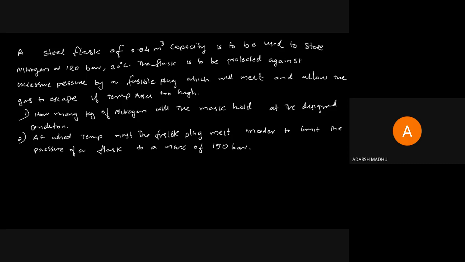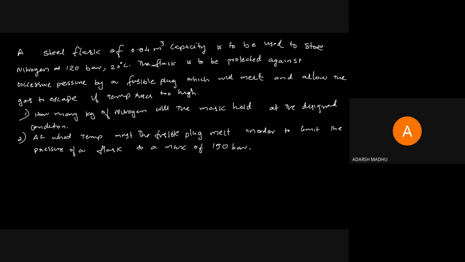Okay, a steel flask is there of volume 0.04 meter cube. It is a constant volume. Volume doesn't change because it is the volume of the steel flask. This is used to store nitrogen at 120 bar and 20 degrees Celsius. The flask is to be protected against excessive pressure by a fusible plug, which will melt and allow the gas to escape if the temperature is too high. Okay, a fusible plug is there. When temperature is high, the fusible plug will melt and the flask is protected.